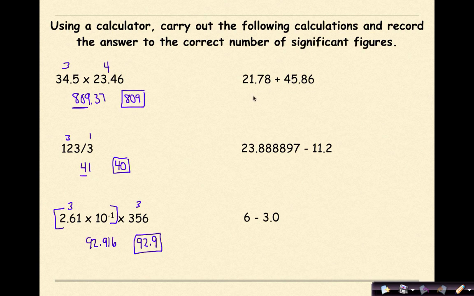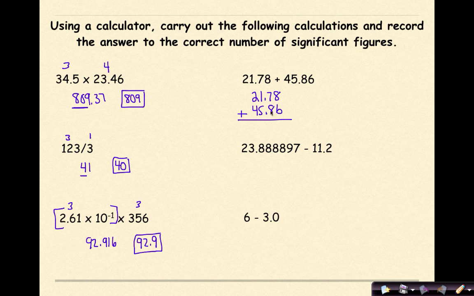Now this is addition, so I am actually going to rewrite this so my decimal points line up because it's much easier to see what I have to do here. Again, for any mathematical computation, the answer should not be more precise than the least precise measurement in the computation. So this first number goes out 2 decimal places, the second number goes out 2 decimal places, which means my answer can only go out 2 decimal places.